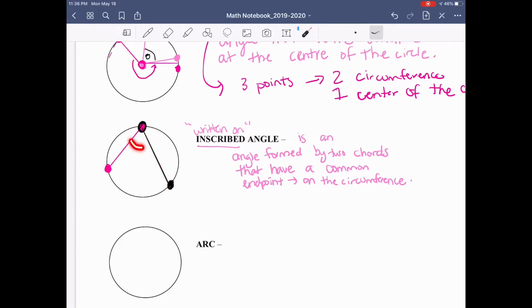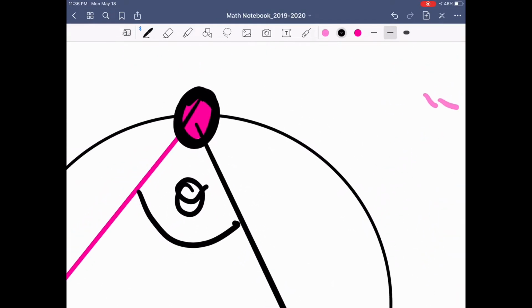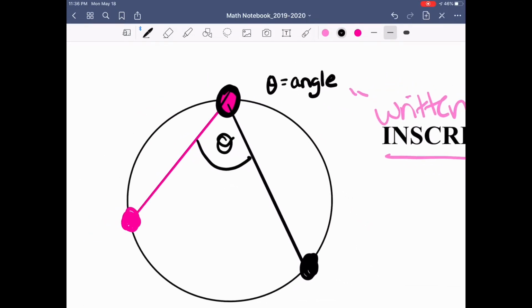So we know that an angle is going to form here. What type of angle is it? Well, it's an inscribed angle because it's two chords meeting on the circumference of the circle. That is the key. Okay? The angle that forms from two chords on the circumference of a circle is called an inscribed angle. So this angle right here, and by the way, I'm using the Greek letter theta, which means angle. Okay? So this angle right here is an inscribed angle.